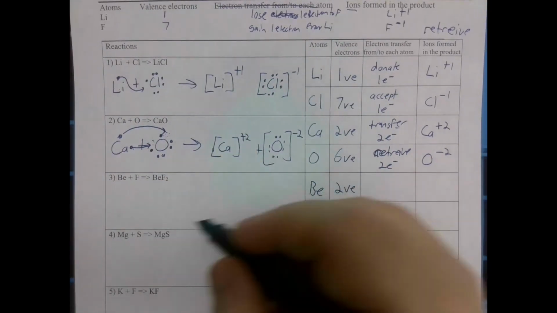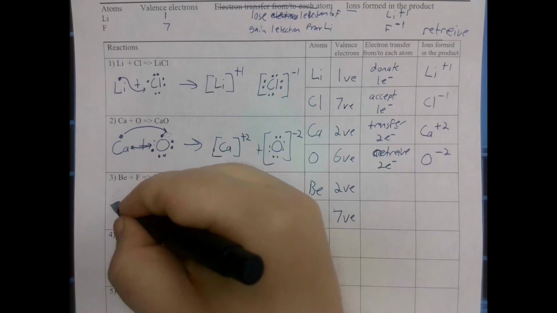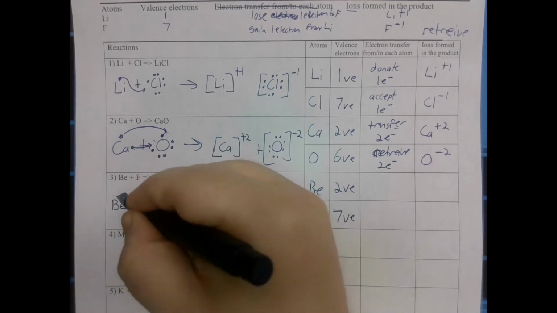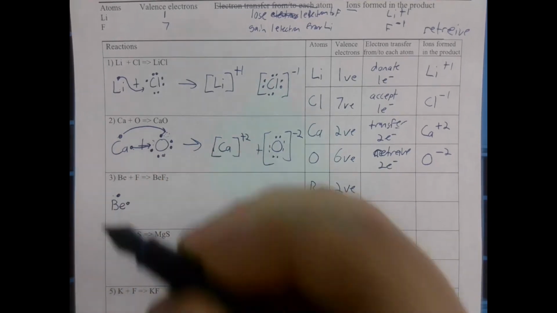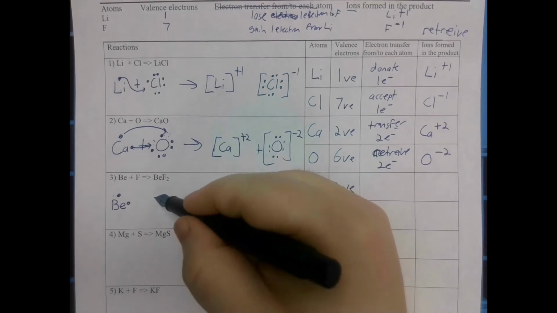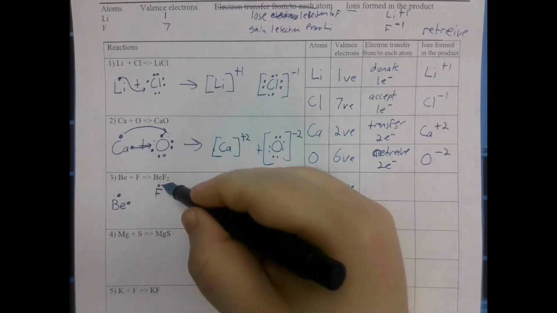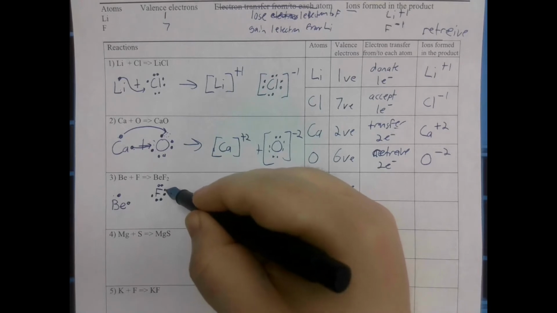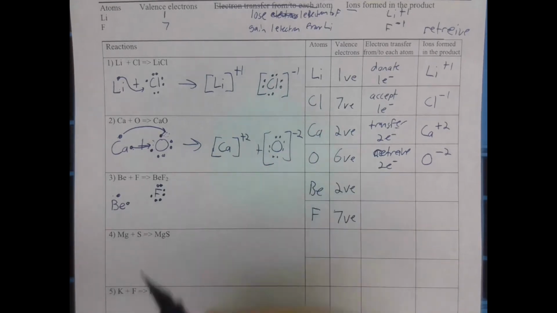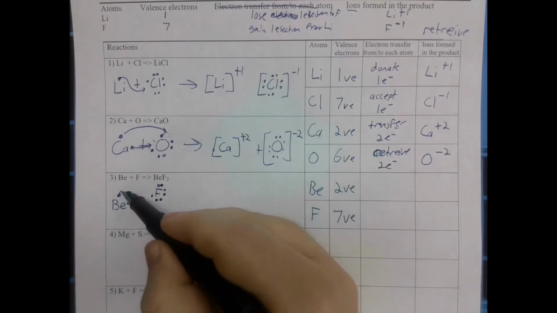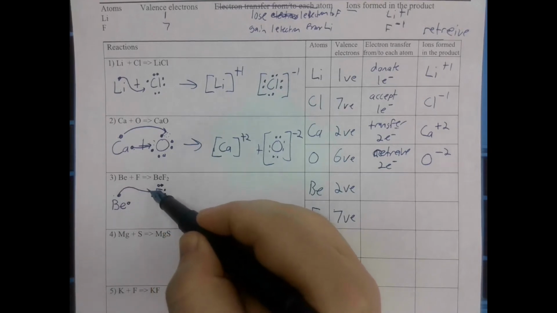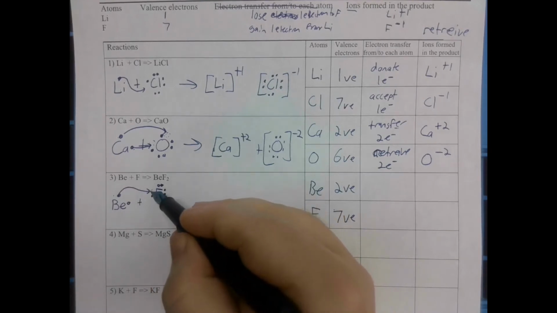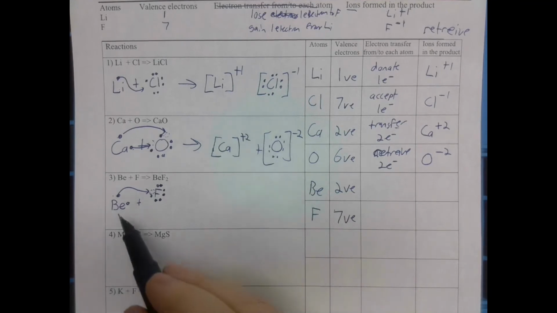So let's look at the picture. We have beryllium, and it has 2 dots around it. We have a fluorine that is missing a single dot before it can get 8. So it wants to either have 8 or 0. So one of these dots can come over here and fill up this gap. But it still has a dot.